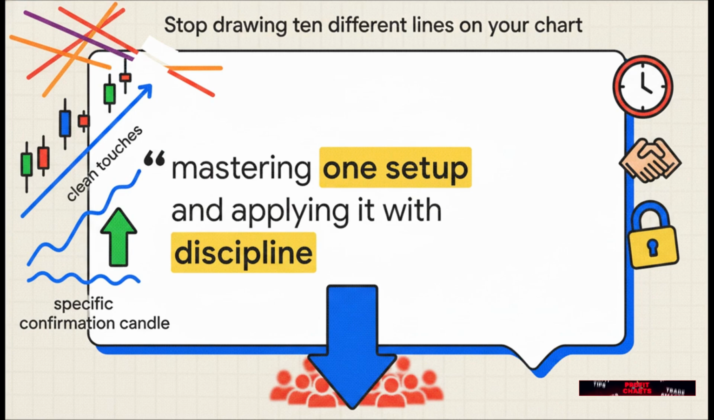The key to success is not constantly switching strategies, but mastering one setup and applying it with absolute discipline. Honestly, boring is profitable. Having the sheer patience to sit on your hands, wait for those 3 clean touches, wait for the liquidity sweep, and wait for that confirmation candle, that is your ultimate edge. Stop drawing 10 different lines on your chart. Just wait for clear structure, let the impatient traders get trapped, and then execute flawlessly.